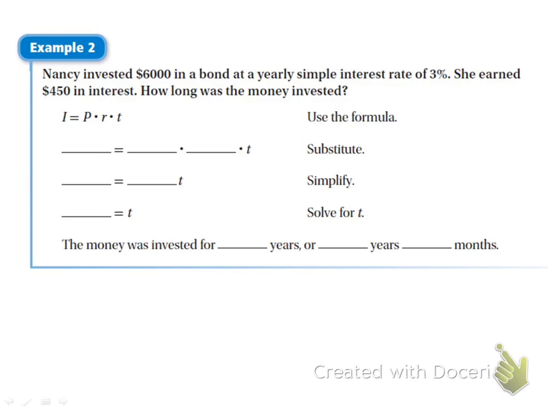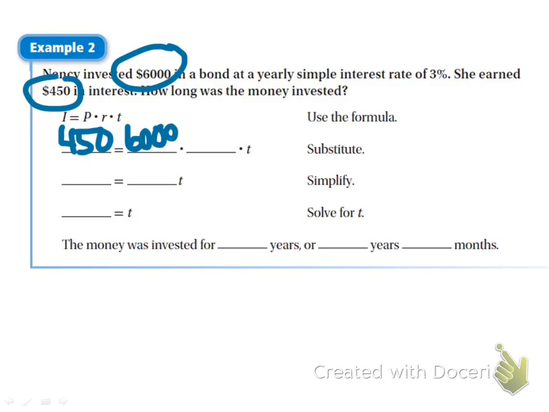Nancy invested $6,000 in a bond at a yearly simple interest rate of 3%. She earned $450 in interest. How long was the money invested? So we're going to use the simple interest formula again. I equals P times R times T. We know what I is. I is $450. And then our principal, that was how much she invested in the bond.